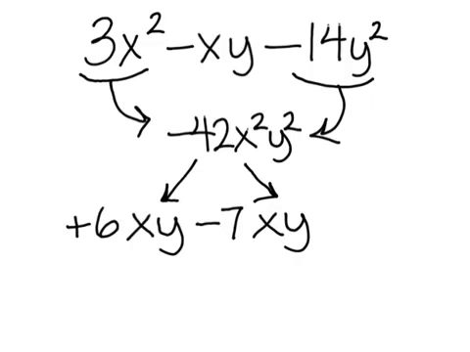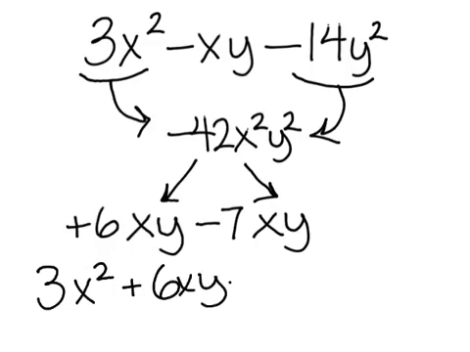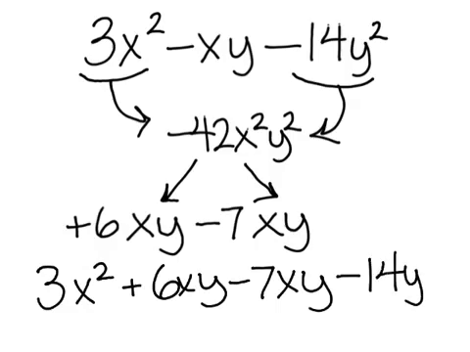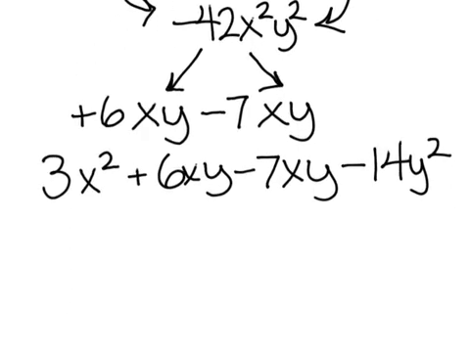When we rewrite this whole polynomial, what we're going to do is take this plus 6xy minus 7xy and put it where the negative xy was in the original. So this is going to give us four terms: 3x squared plus 6xy minus 7xy minus 14y squared. Those four terms are going to be easier to factor than the three we started with.